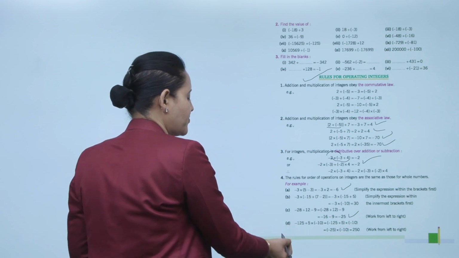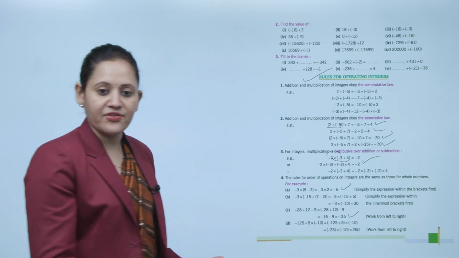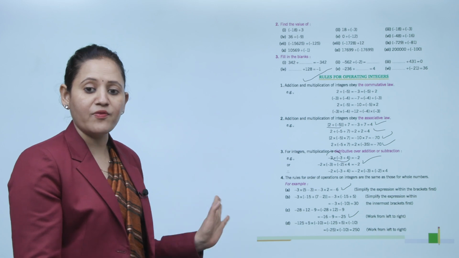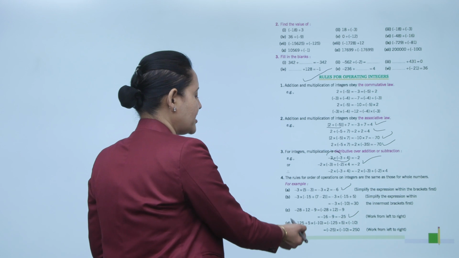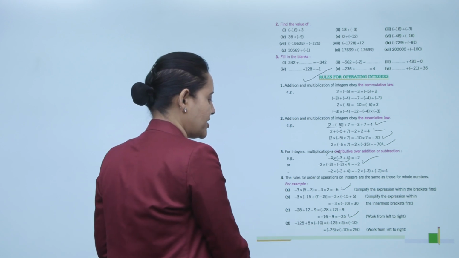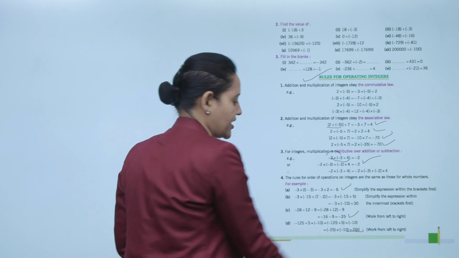Here, -125 divided by 5 into -10. Now we'll work from left to right. So -125 divided by 5, that is -25, into -10, that is 250. Clear?